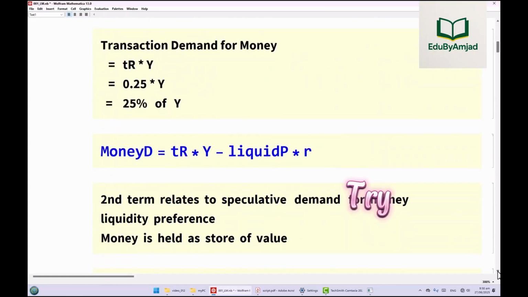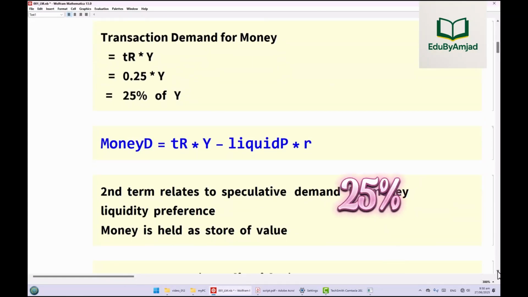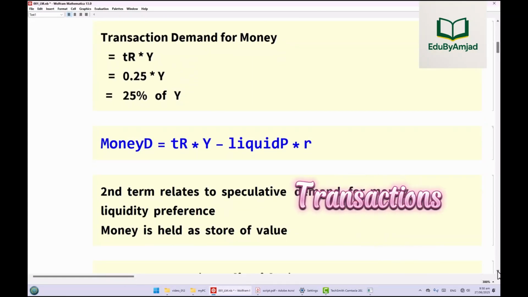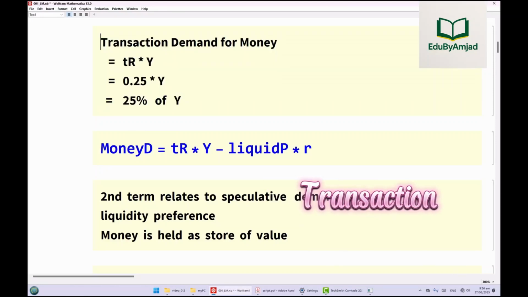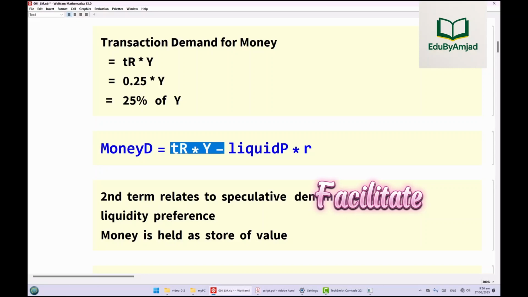So, TRY is equal to 25% of income that people hold for transactions, in the form of currency or demand deposits. In terms of macroeconomics, TRY is transaction demand for money. It is the portion of the national income held as cash or demand deposits to facilitate everyday transactions.